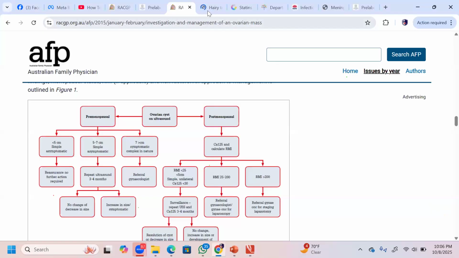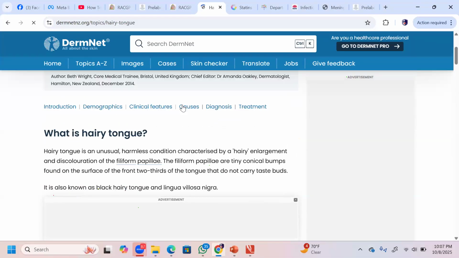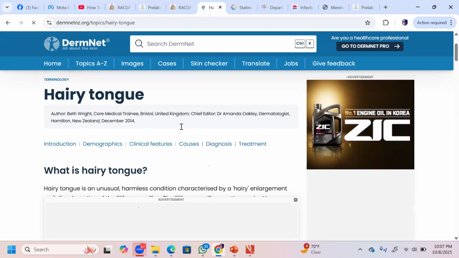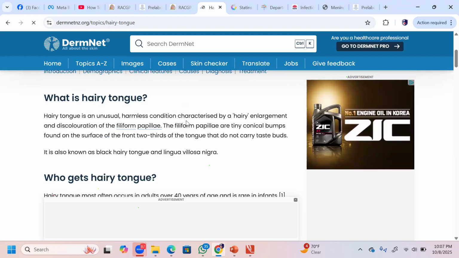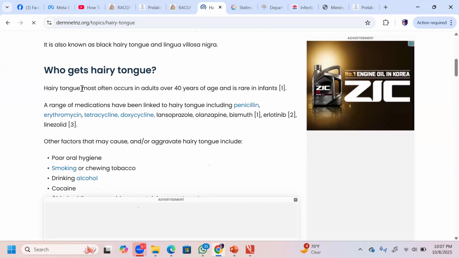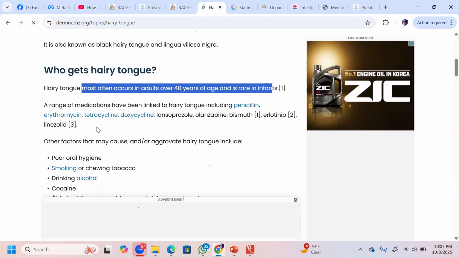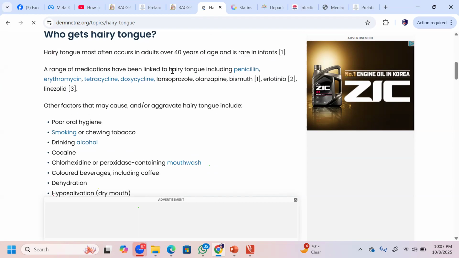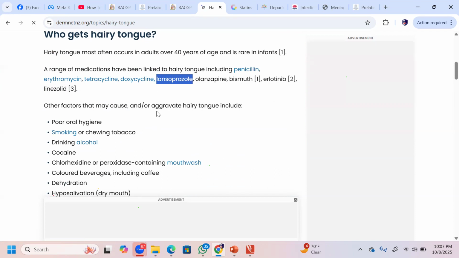Okay, doctors. So basically, hairy tongue. These are the risk factors. Hairy tongue most often occurs in adults over 40 years of age and is rare in infants. A range of medications have been linked to it, including penicillin, erythromycin, tetracycline, doxycycline, and lansoprazole, because our patient is taking a PPI, right?